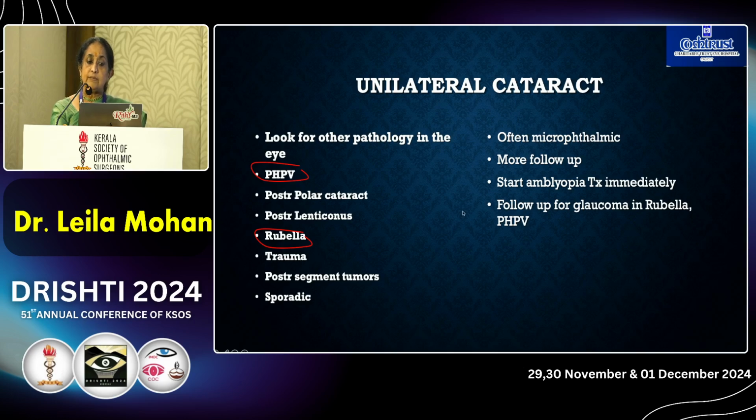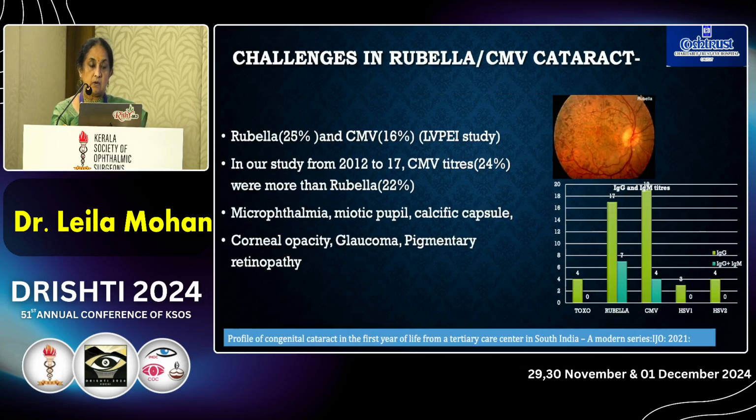Often in both these cases, the eye may be microphthalmic; in PFV, not so much. Still, often we see the eye is microphthalmic compared to the other eye, and they can go on to glaucoma at a later date. So, they need closer follow up for development of amblyopia as well as glaucoma, with more frequent follow up of refraction and glaucoma. There are some challenges in rubella cataract. Rubella used to be the more common infectious cause.